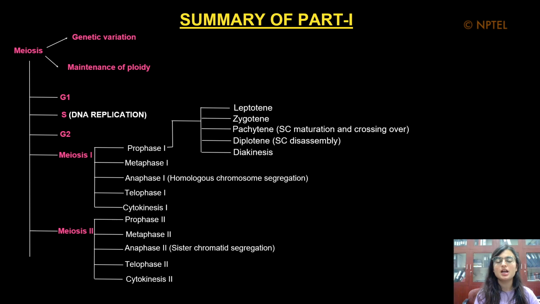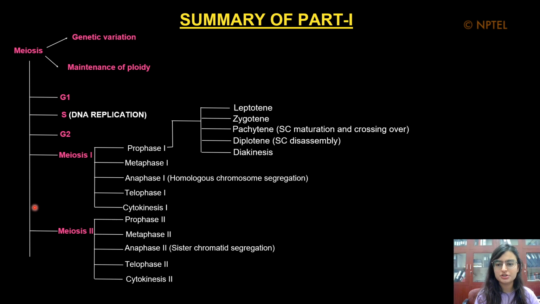Hi again. Let's begin by summarizing what we learned in the previous lecture on meiosis. So meiosis is a reductional division, as we now know, and it is essential in order to maintain genetic variation across the progeny, and it is also essential to maintain the ploidy in offspring.